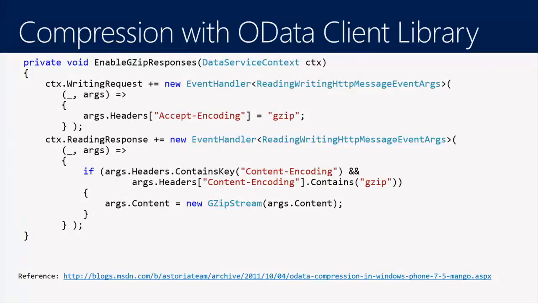There's two events, writing request and reading response. On the writing request, that allows you to add something to the outgoing requests. So in that case, we're simply setting the accept encoding HTTP header. And then on reading response, that allows you to intercept the incoming data and do some processing on it. So there we go. Again, we're looking for the HTTP headers, including this content encoding.